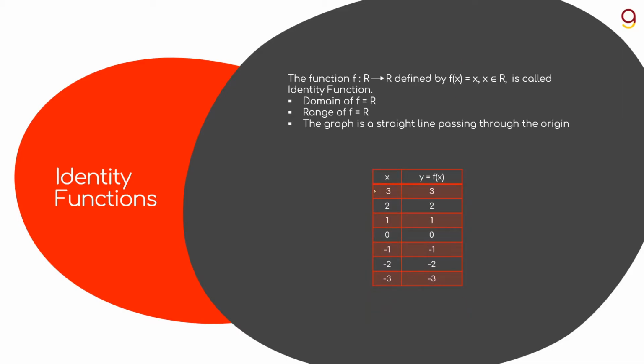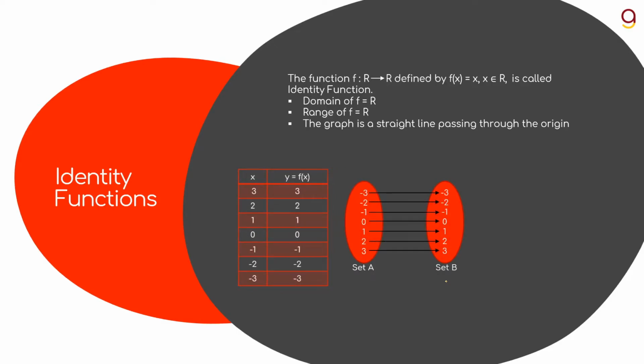Suppose you put 3 as an input, then the output will also be 3. If you put 2 as an input, the output will be 2. If you put 1, the output is also 1. If you put 0, -1, -2, -3 as inputs, the output will also be the same. Now let's see the arrow representation for the same. If in the domain we have -3, -2, -1, 0, 1, 2, 3, the codomain set will also be the same. So here you can say that the domain is equal to the range. If the domain is the set of real numbers, the range is also the set of real numbers.